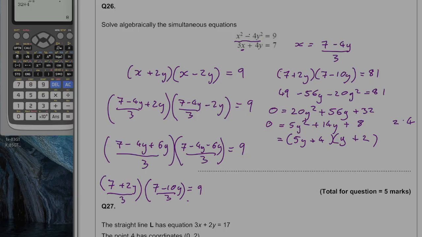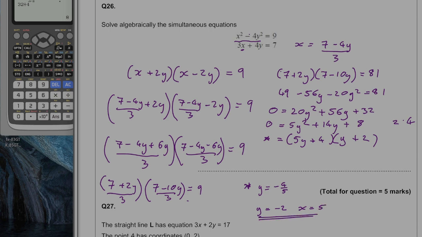I'm going to skip from there to there just because I want to leave space for my answer. So that means that y is going to be equal to minus 4/5, or y is going to be equal to minus 2. And then if I use that to work out my value for x, so 7 minus 8, sorry, 7 plus 8, 7 plus 8 is 15, so that would be x is equal to 5.